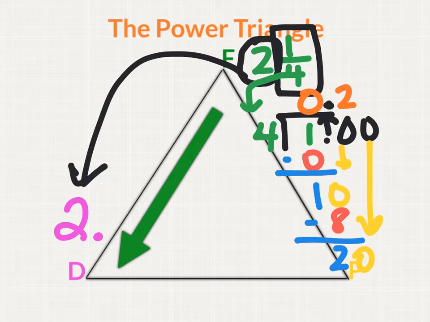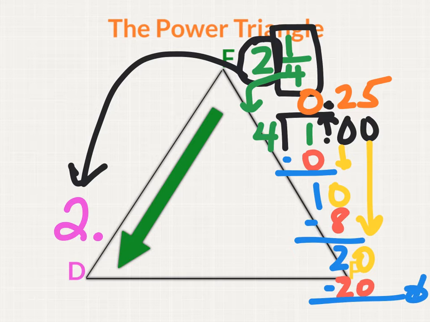I know I can make 5 groups of 4 from 20, and that 5 times 4 is 20. 20 minus 20 is 0. I don't have a remainder. I'm finished. My decimal is 0.25.